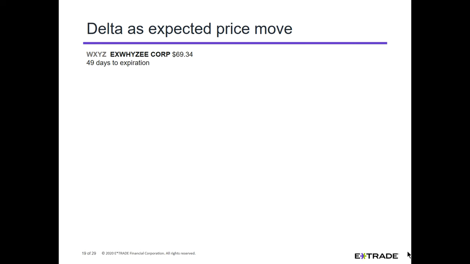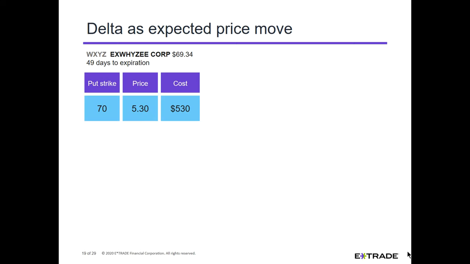So now I want to introduce one of what are called the Greeks. It's called Delta, and it's a common column available in option chains, and it's certainly one that you can use in your option chains, both in Power E-Trade and in the website.